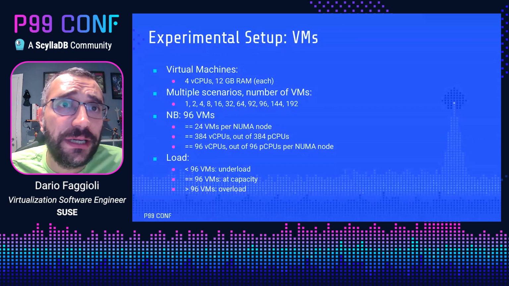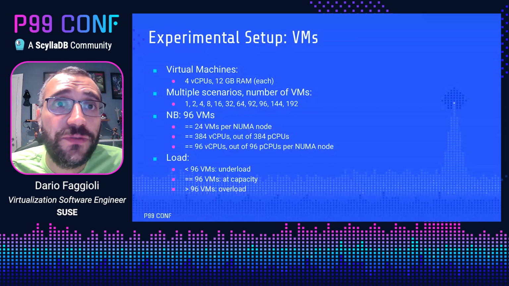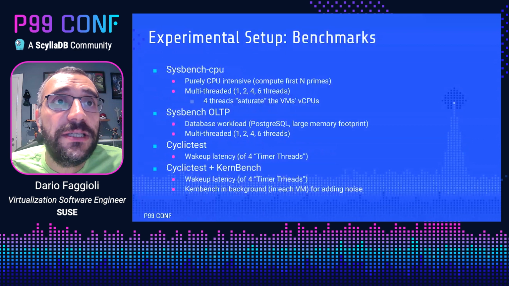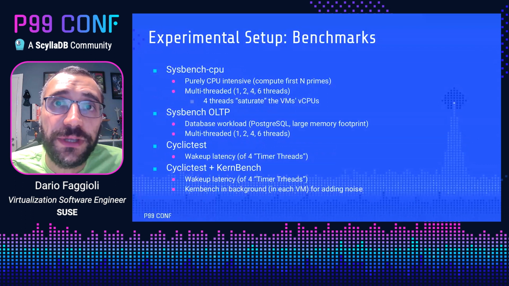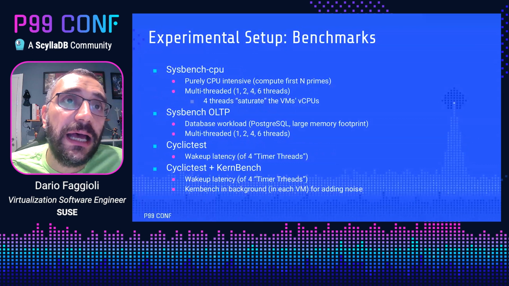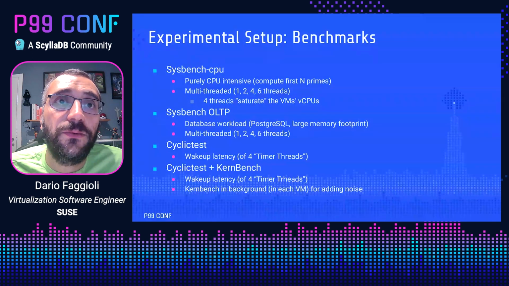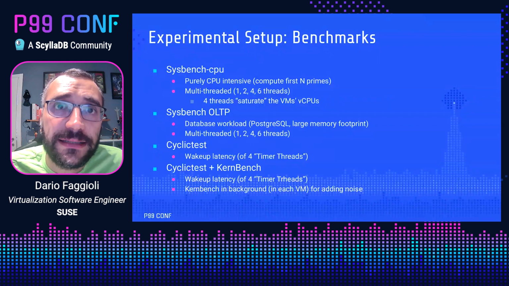And the benchmarks that I ran inside of each VM were Sysbench CPU, a purely CPU-intensive benchmark, and I made multiple runs of it with a different number of active threads. Sysbench OLTP, a database benchmark, also with different number of active threads. And then I tried to investigate latency by using cyclictest, either running alone or together with some background noise provided by CardBench.